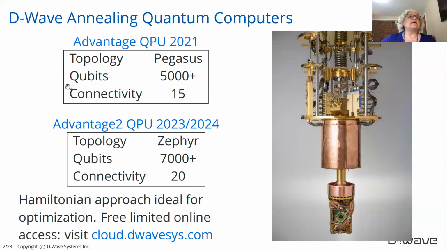In particular, I'll be talking about the Advantage 4.1 QPU. That's the flagship one that's in Burnaby. It was launched in 2020. Is that right? The Advantage system was launched in 2021, but this one is a little bit later. It wasn't one of the originals. I'll also talk a little bit about the Advantage 2 QPU, which is the next generation machine, has the Zephyr topology, and is going to be launched sometime either later this year or next year. I think everyone probably knows that this is not a gate model approach to quantum computing. We use this Hamiltonian-based approach, which is a better match for solving optimization problems.